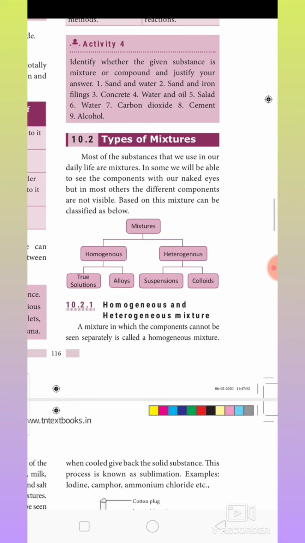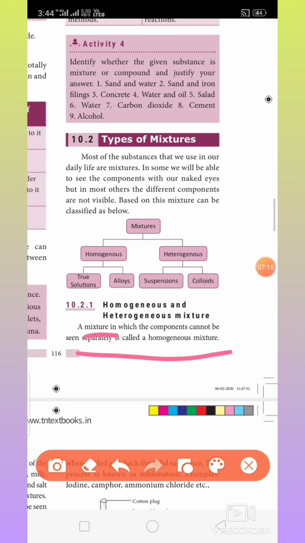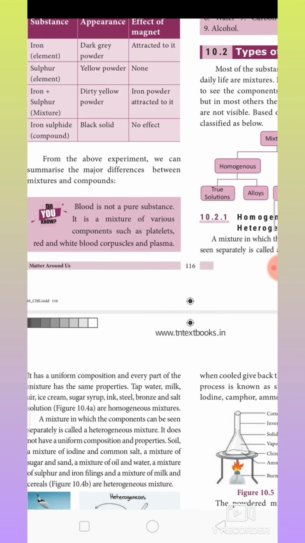A mixture in which the components cannot be seen separately is called a homogeneous mixture. So you cannot see the components separately. It is called a homogeneous mixture. It has a uniform composition and every part of the mixture has the same property.